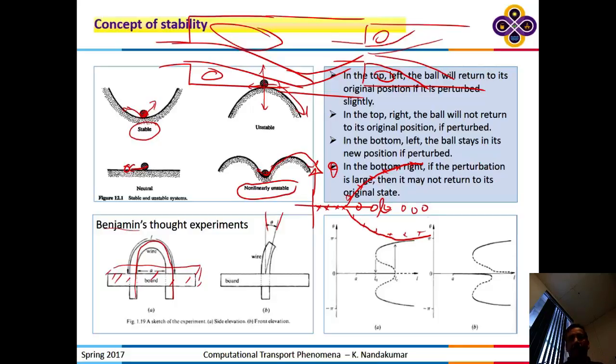So what are the important points in this slide? That there are equilibrium positions that are stable and unstable. They can coexist, and unstable ones, if you make the slightest perturbation, will go away from that. So it's very difficult to realize them in an experiment, because in reality there are always disturbances.